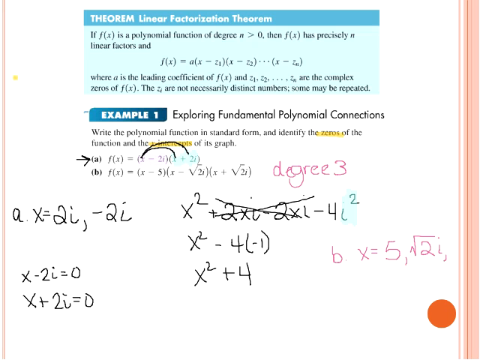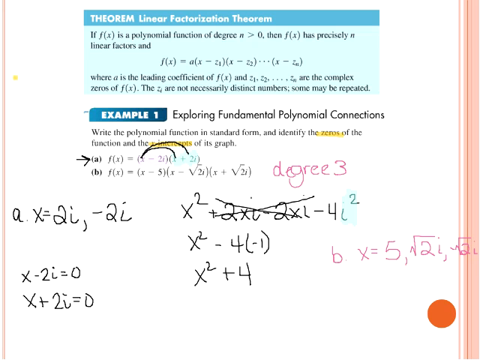And then the last one, this is a complex number, right? So we expect its conjugate to also be a 0. So hopefully when we solve for x in the last one here, it's going to be the conjugate of that complex number. What do we get there for that last 0? Negative square root 2i. Okay, so we have the 3 zeros.